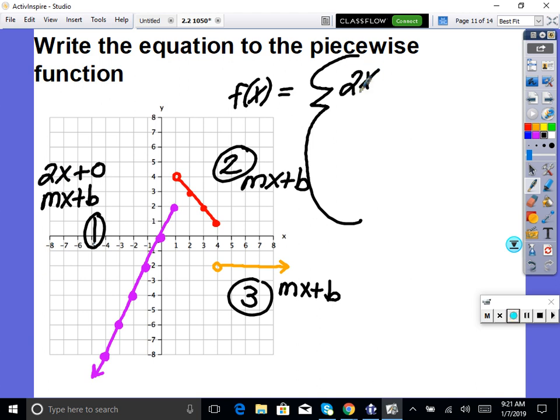So 2x. Now we're graphing that for which x values? Where does it start? The x value of 1. So you'd say we're graphing 2x for x values less than 1. Now is it including 1? Yes, because at 1 the function is a closed circle, including 1.